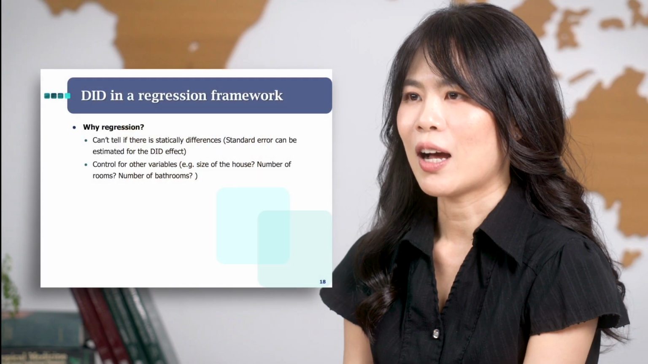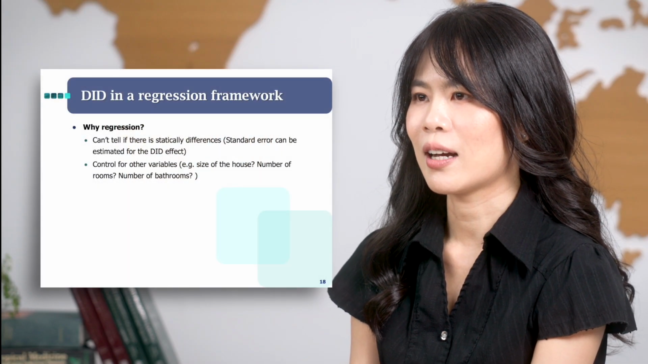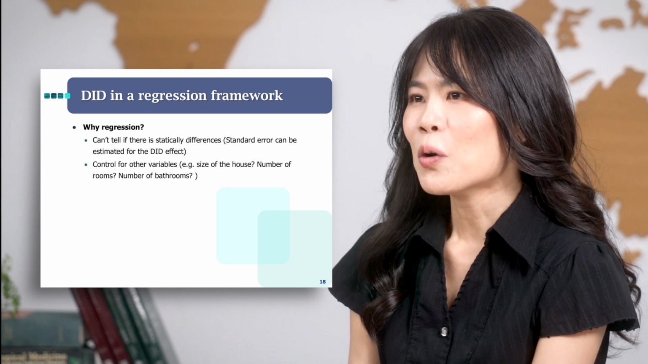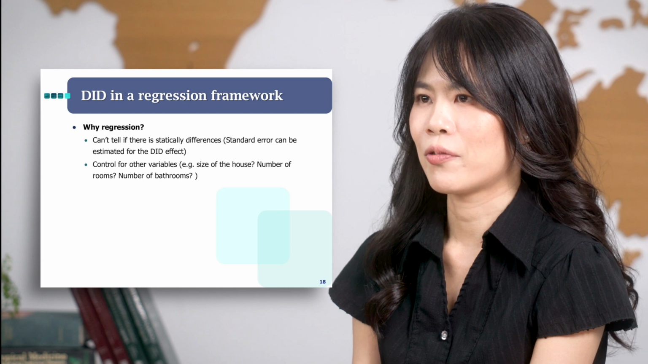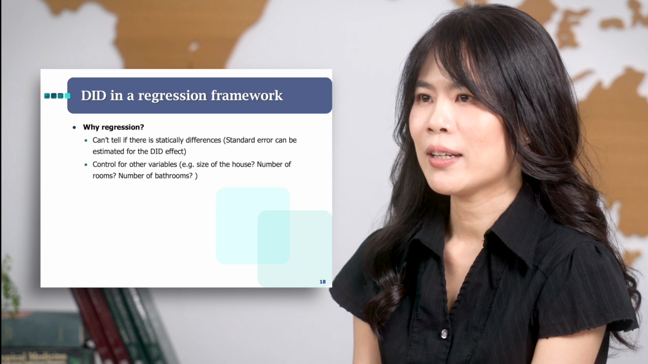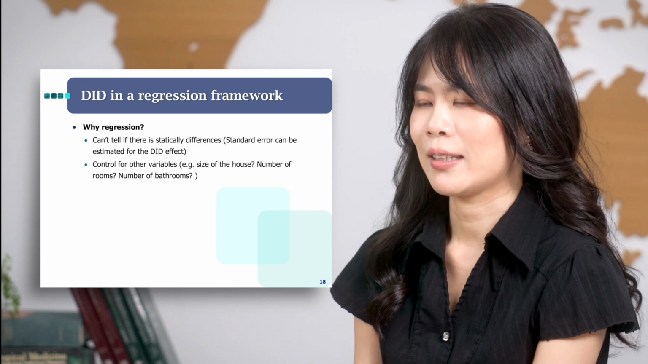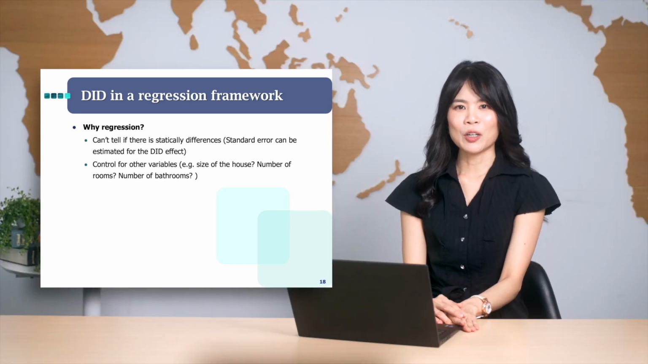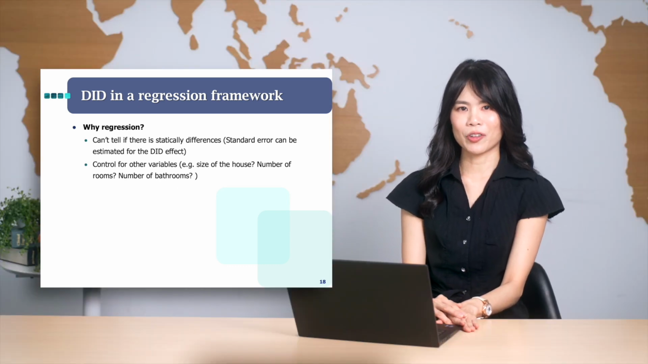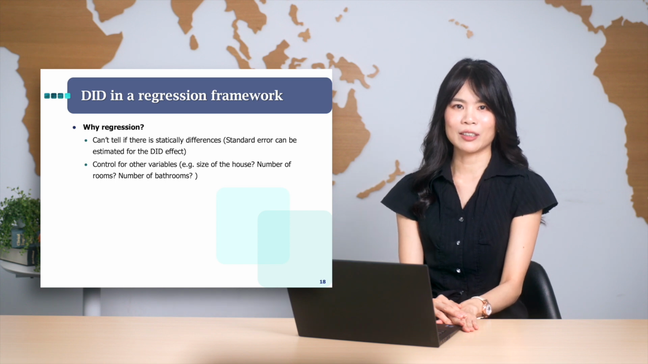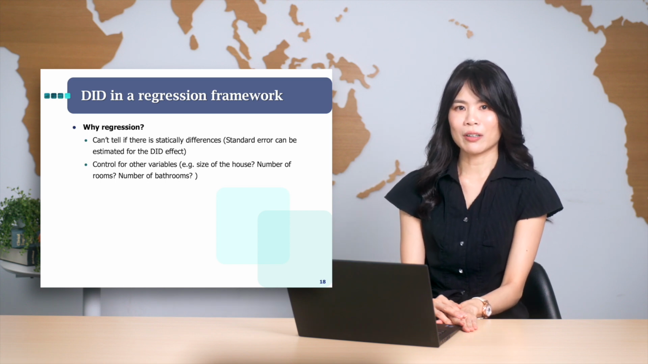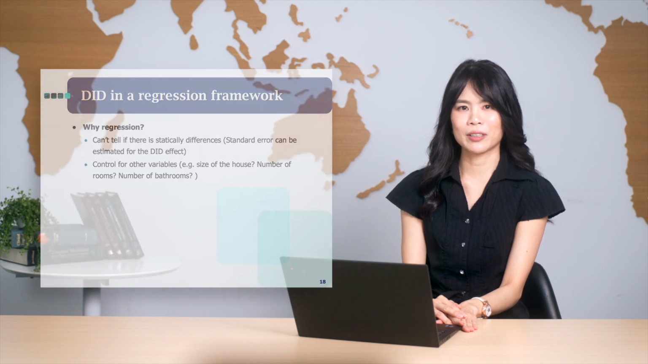Now let's look at how this can be done in a regression context. Why regressions? We need to use regression because we want to estimate a standard error for the DID effect, so we can tell whether it is statistically significant. In addition, we may also want to control for other variables. In the incinerator example, size of houses and the number of rooms can also affect market trend, and thus we may wish to control for these variables.